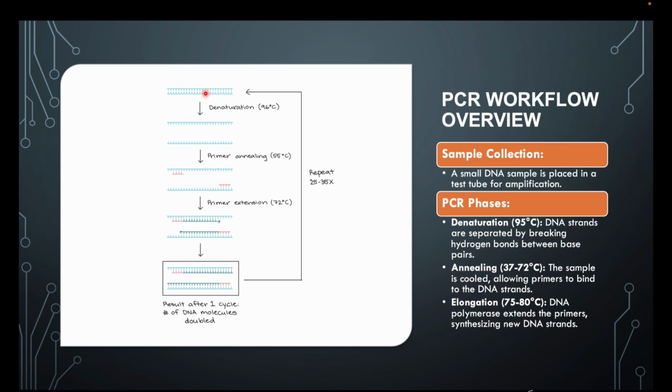You know that the nitrogenous bases of DNA are connected to each other in the two strands of DNA through hydrogen bonds. So in denaturation, what happens is the breaking of hydrogen bonds between the base pairs, the nitrogenous bases. Then primer binding. Then you need a primer, a short nucleotide sequence for both strands. So they are called forward and reverse primers. Annealing of these primers happens at 37 to 72 degrees Celsius. The sample is cooled down, allowing primers to bind to the DNA strands.